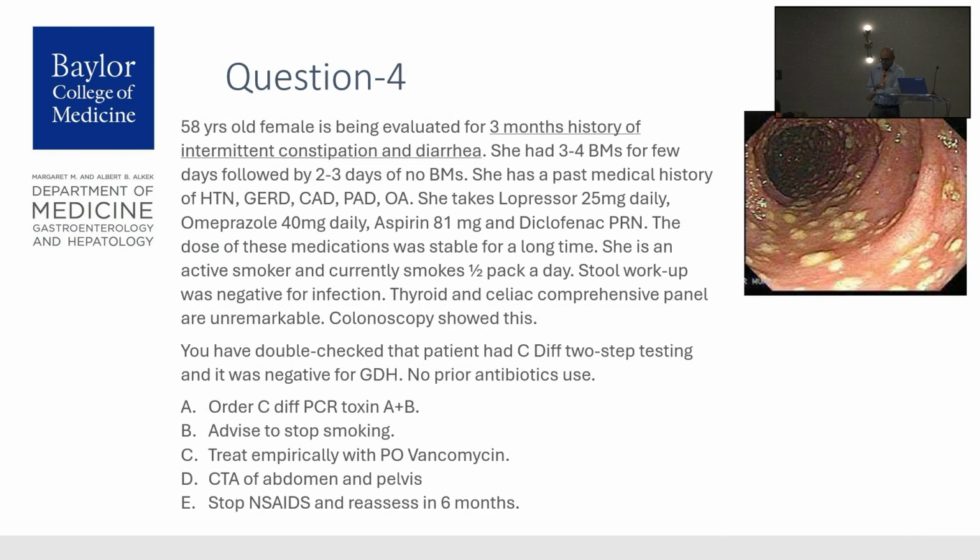Okay, next question. So this is a 58-year-old female, comes with 3 months history of intermittent constipation and diarrhea. So you're sending that patient for all the workup, a $1 million workup, everything negative, going for colonoscopy. So this is what you see. Can anybody name what it is?